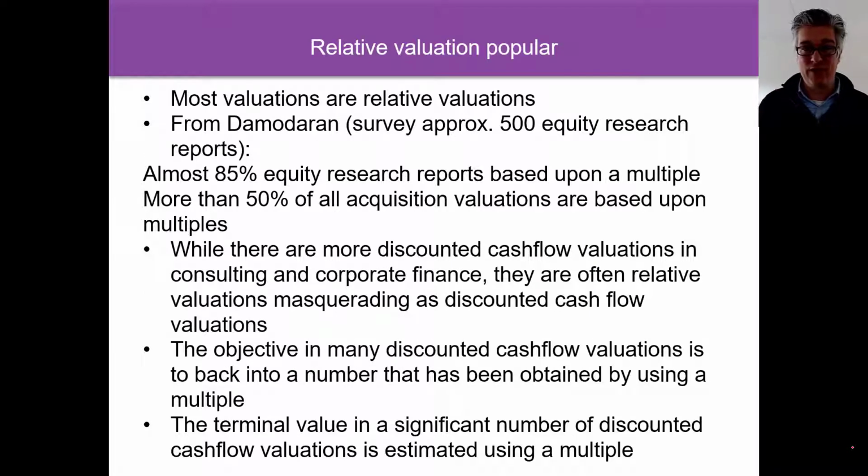It's very quick, it's very easy to do, and this also makes relative valuation very popular. Damodaran always gives this number where he did a survey of about 500 equity research reports, and he said 85% of those equity research reports are based upon a multiple, and 50% of all acquisition valuations are based on multiples. Now, I trust Damodaran that he actually did the work, but the problem is I couldn't really find the paper to back up this quote, so take it with a small grain of salt.